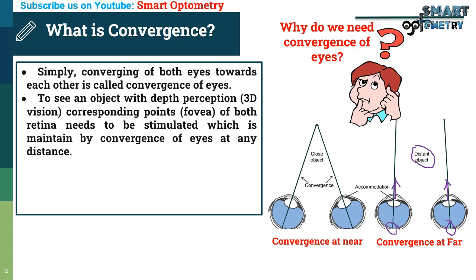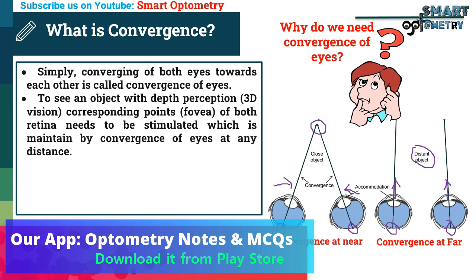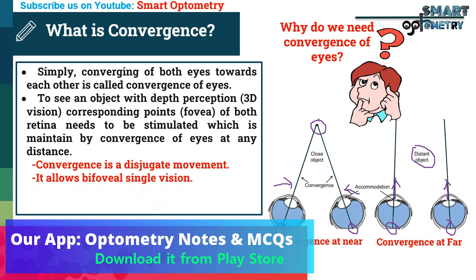Now when eyes are focusing at a near object, still the fovea of both eyes are getting stimulated. How is it possible? Because both eyes move towards each other, so that the fovea of both eyes can get stimulated, which is done by convergence. Convergence is a disjugate movement, because the right eye moves towards the left and the left eye moves towards the right. It allows bifoveal single vision.